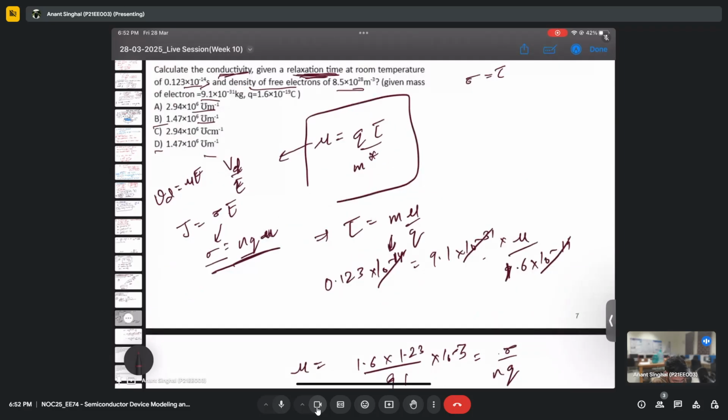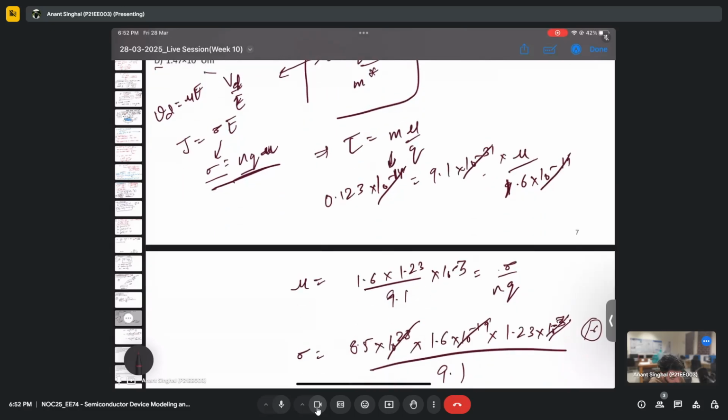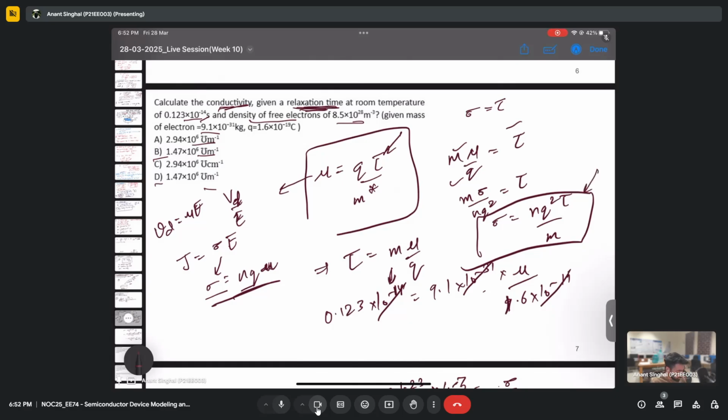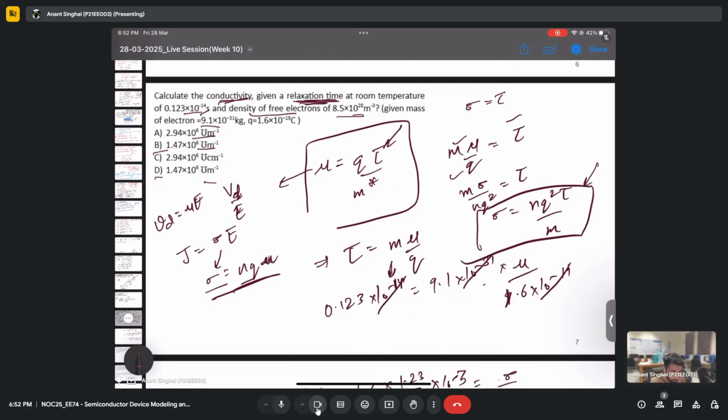Maybe some calculation mistake is there, but the method is, again, the relaxation time is this. So it is nothing but m into mu by q. m into mu by q is tau, which is given. Everything we know, and this mu is sigma by nq. So m sigma by nq, so that will be nq square tau. So sigma will be nq square tau by m. You just need to put all the values first. You are getting A? It is A only. Okay, fine then. So option A is the correct answer.